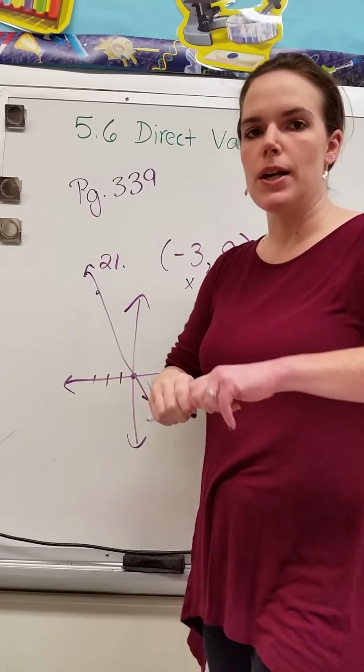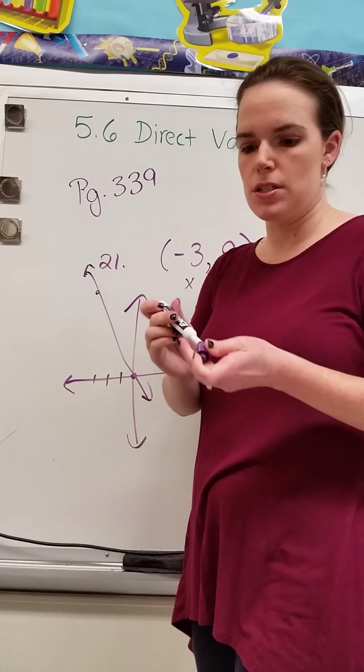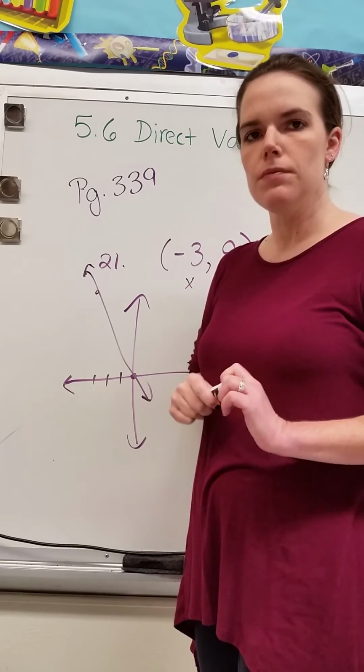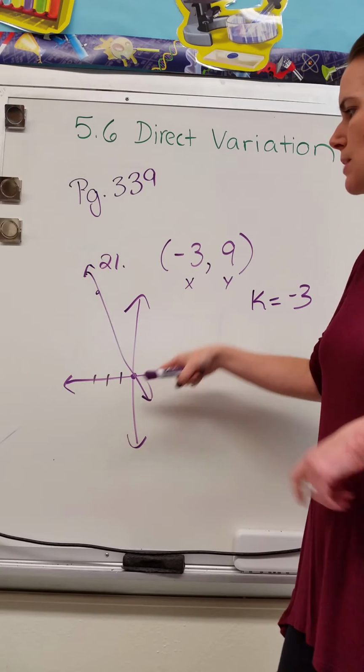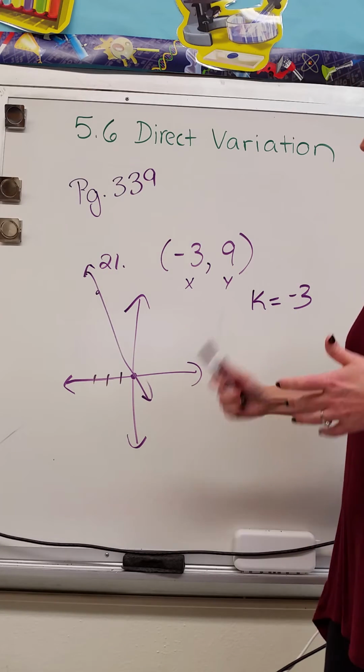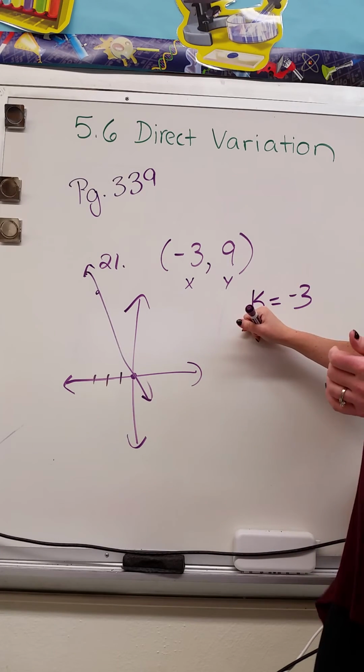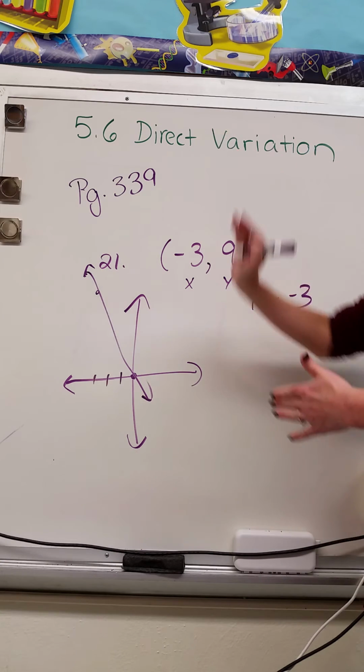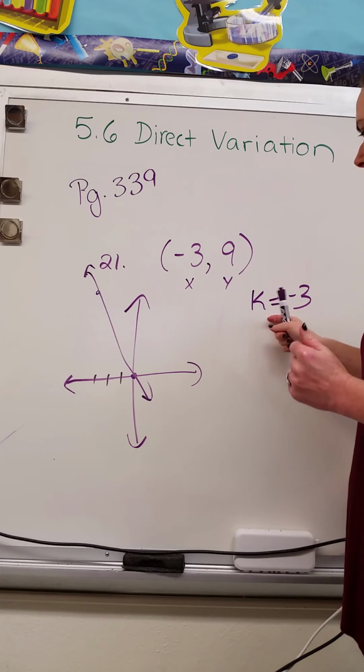And that is basically what direct variation is. It's always going to be linear. It's always going to pass through 0, 0. And there's always going to be some constant. Things are either going up together or they're going down together. And that's why you always have that constant k.